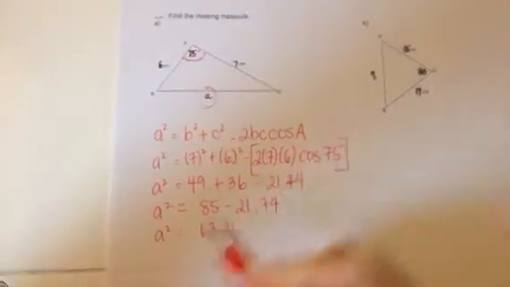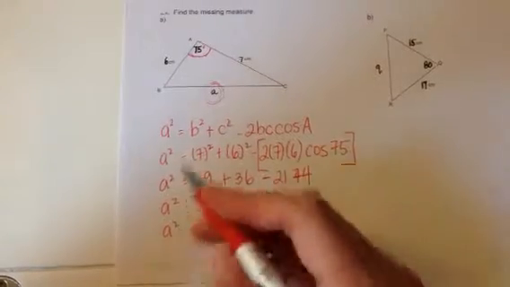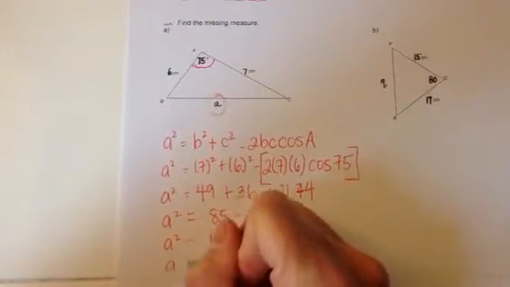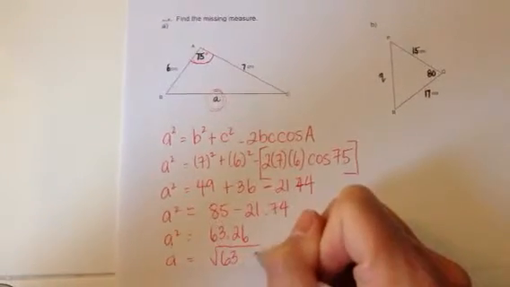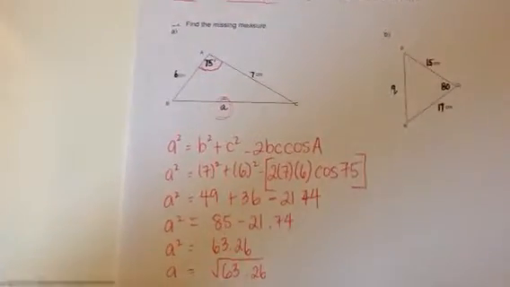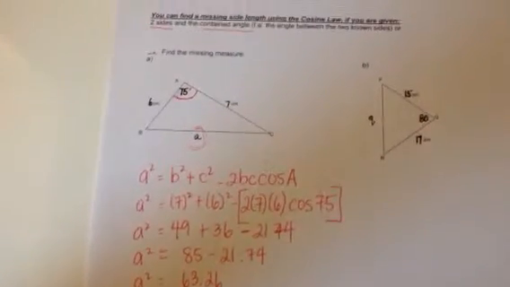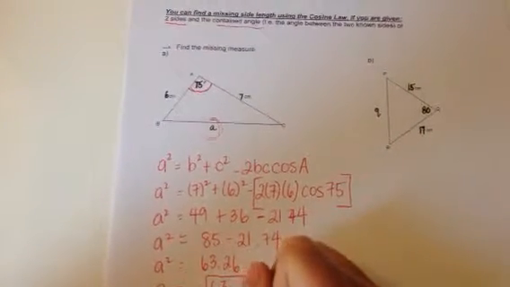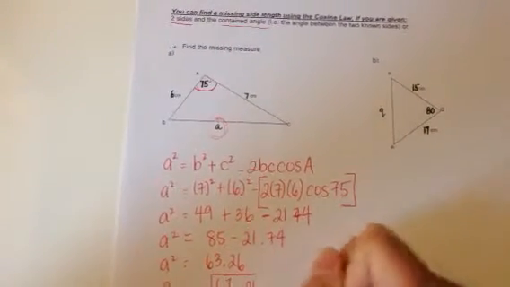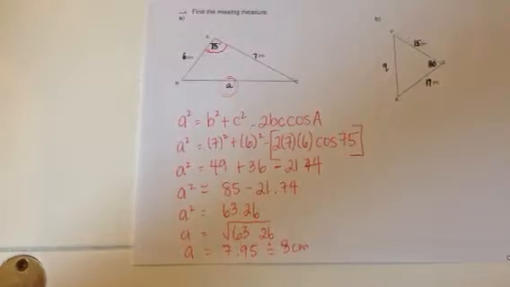63.26. Now this is not what A equals, because you can see that A is squared, so to find out what side A is equal to, you need to square root your 63.26. So square root 63.26. It should give you 7.95, so it is around 8 centimeters.